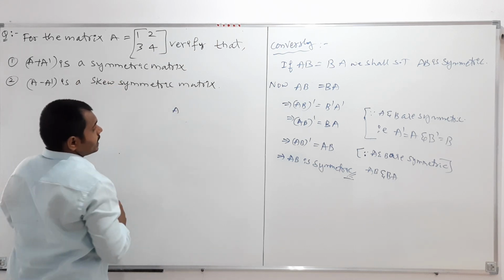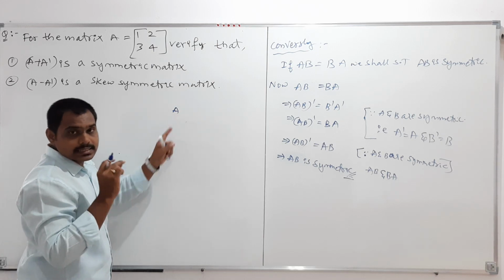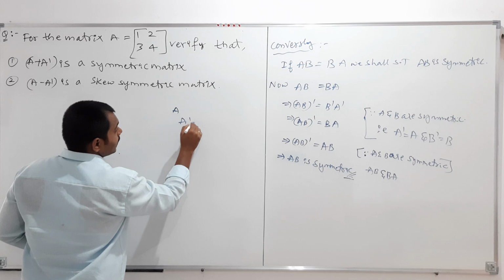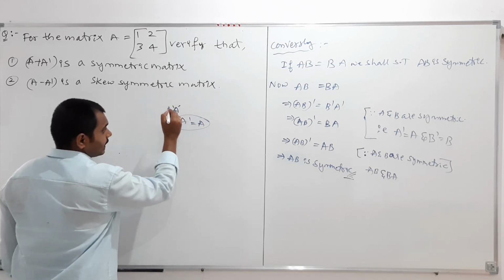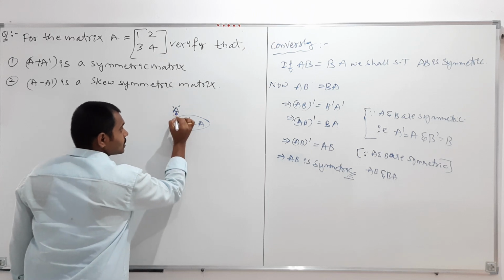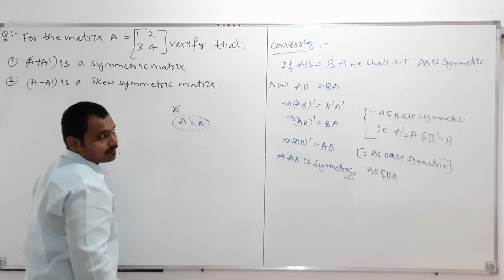So I told already, if I wanted to show any matrix A is symmetric, it means we should show that A transpose equals A. Clear? For any matrix A, if I want to show this matrix is symmetric, we should show that A transpose must be equal to A.